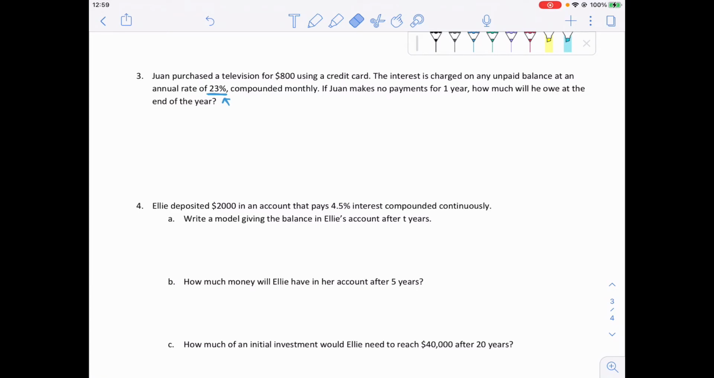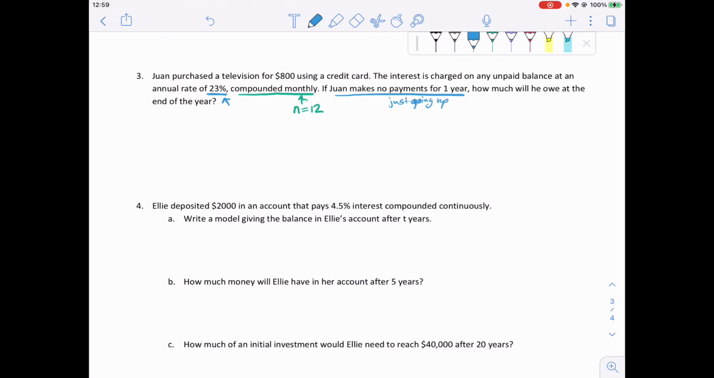All right, so this says compounded monthly. So this tells us that we're compounding, and the monthly part tells us that n equals 12 times a year. So we're going to say Juan makes no payments for 1 year. So we're not taking anything away. This is just going up.